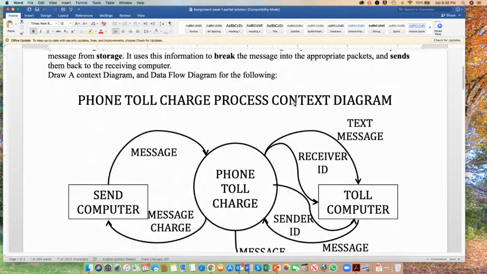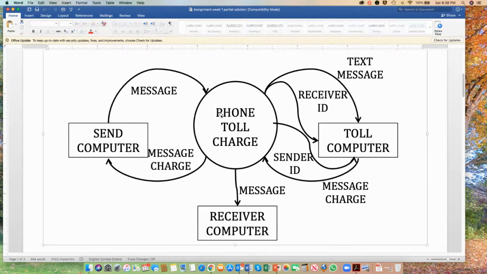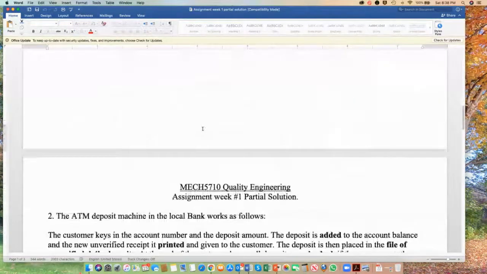I'm looking for one data flow diagram from this context diagram. Your data flow diagram will have to have the send computer, the receive computer, and the toll computer in it. These are the things that are going to show up in your data flow diagram. But the phone toll charge will be the process that you're going to expand. So that's the first problem.